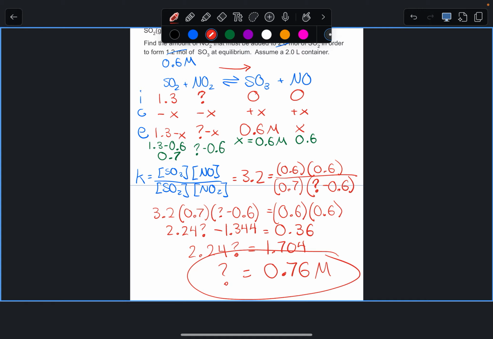Okay, so when you do the math, you get that question mark. It feels silly doing a math problem with a question mark, but you get 0.76. Okay, what does that mean? It means if I react 1.3 SO2 with 0.76 NO2, and then I let them get to their balance point, I'm going to be left with 0.6 of both products, SO3 and NO, and then these equilibrium amounts of the reactants.